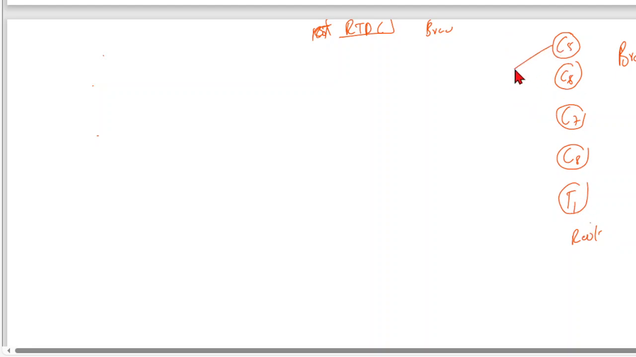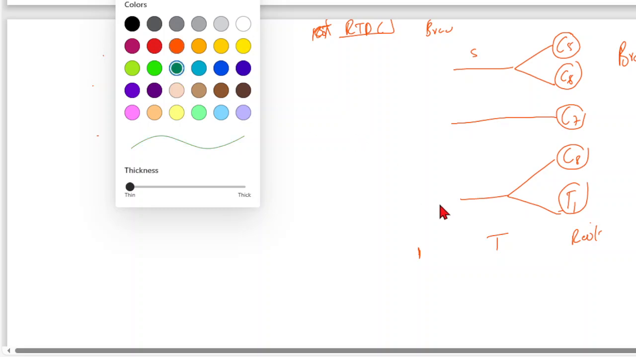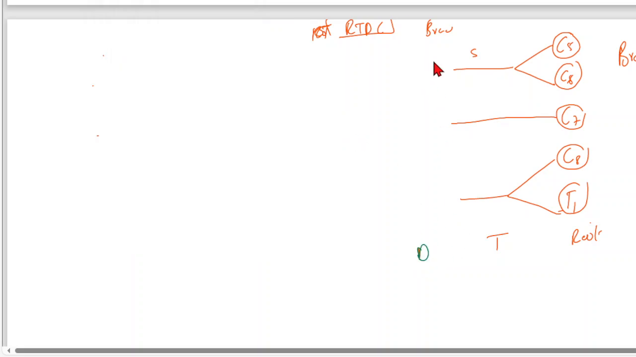After that, you combine C5 and C6, and then C8 and T1, and move ahead. This forms the trunks. This is the superior trunk, this is the inferior trunk, and between them is the middle trunk. Now after this, the divisions come.